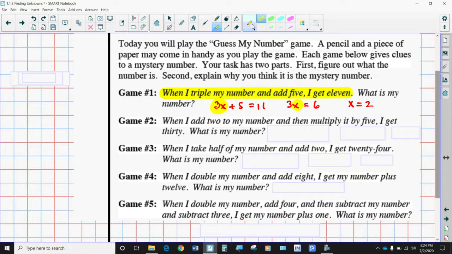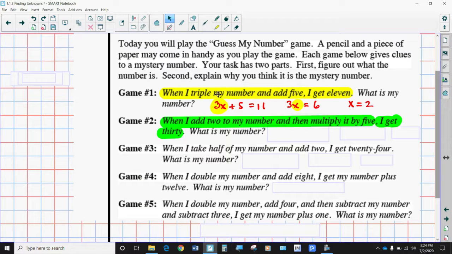Okay, now let's look at the next one. It says, when I add 2 to my number and then multiply times 5, I get 30. Okay, so this is a little different than the previous one. In this one, you multiplied times 3 first, then you added. Here, it's specifically giving you a sequence of events. It's saying you're adding 2 to your number, and then you multiply times 5. So with the order of operations requiring us to do multiplication first, what can we use to ensure that we will actually add before multiplying?